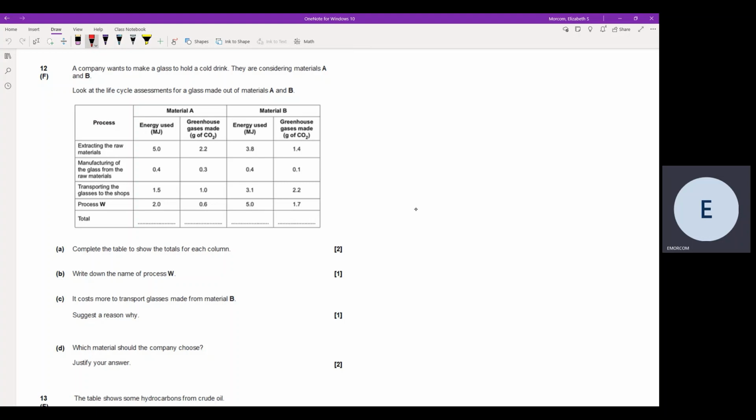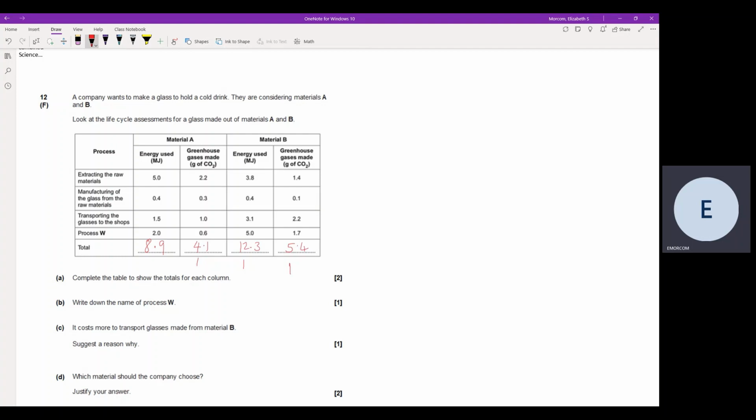So we've got the energy used, the greenhouse gases made in each case, and then the life cycle assessment so far shows us the extraction of the raw materials, the manufacturing, the transportation, and whatever process W is. Complete the table to show the totals for each column. So I'm just going to add these up, do it with a calculator just to make sure.